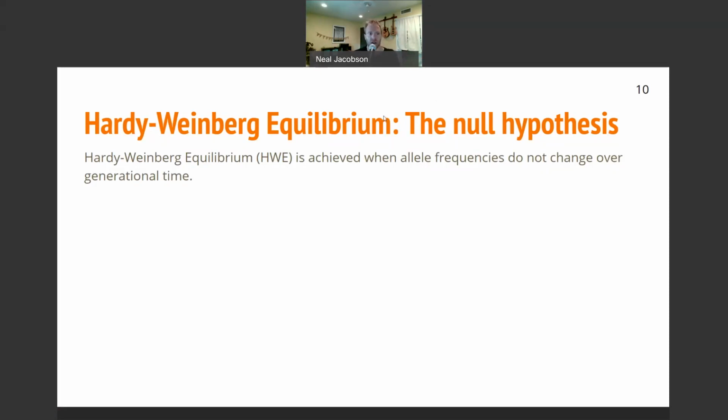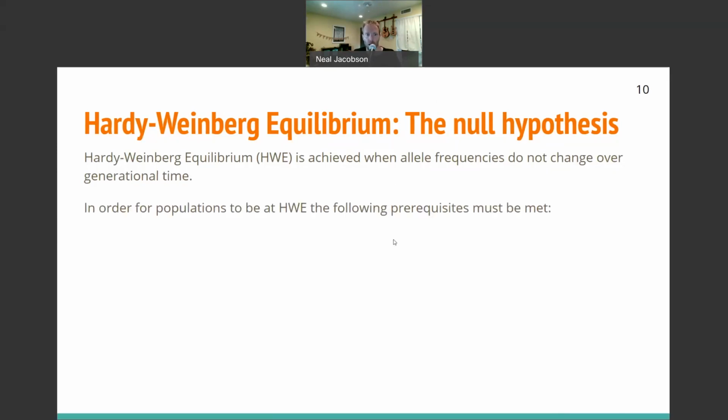What that means for us is that in order for populations to be at Hardy-Weinberg equilibrium, they have to have the following things happening. No natural selection. The change in allele frequencies due to their adaptive value is natural selection. So in order for a population not to be evolving, to be at Hardy-Weinberg equilibrium, there can be no selection happening.